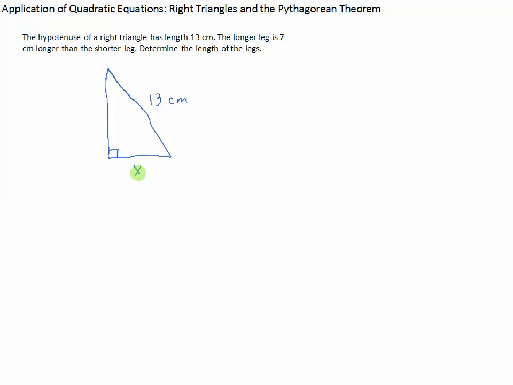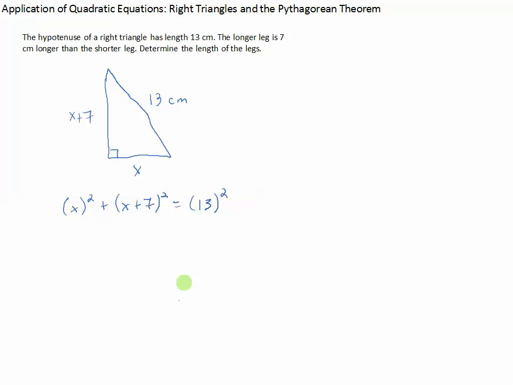So let's call the shorter leg x, so x represents the length of the short leg. Then the long leg has to be that short leg plus 7, because it's 7 more than the shorter leg. So now our Pythagorean theorem tells us that if I take this leg squared plus this leg squared, I get 13 squared. So let's set that up. We end up with x squared plus (x plus 7) squared equals 13 squared. And lo and behold, we get a quadratic equation.